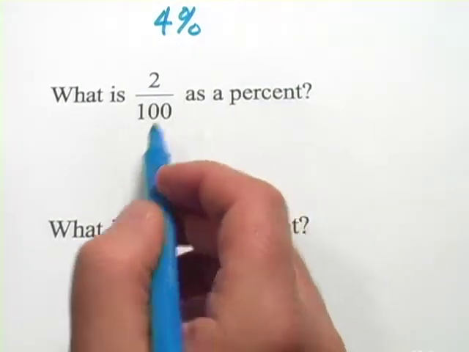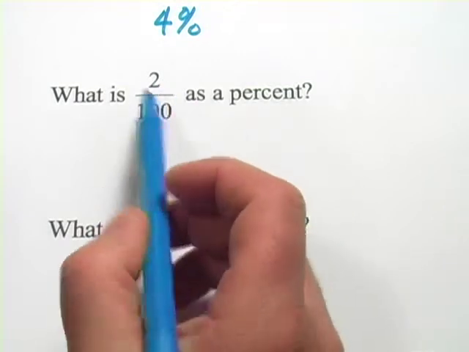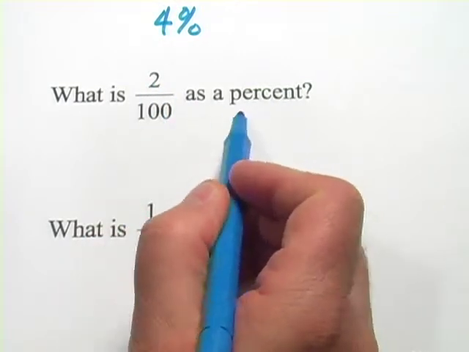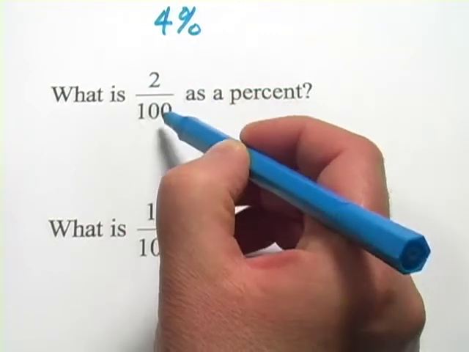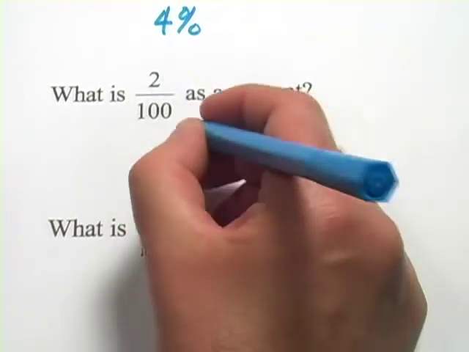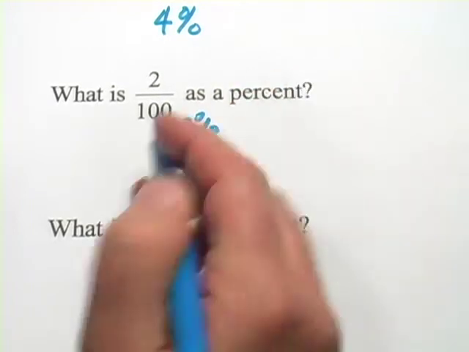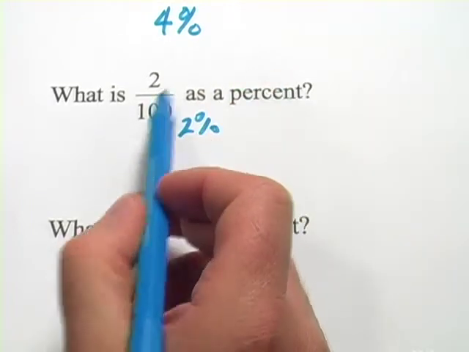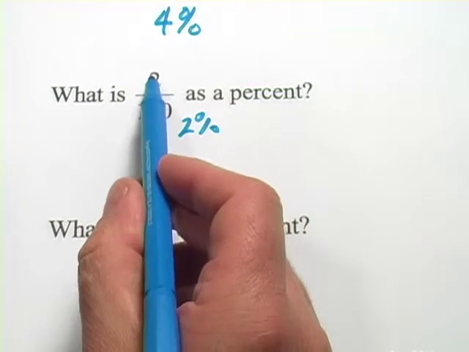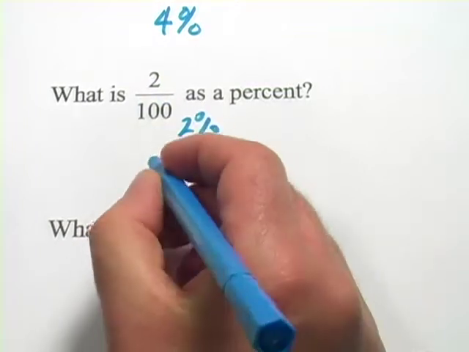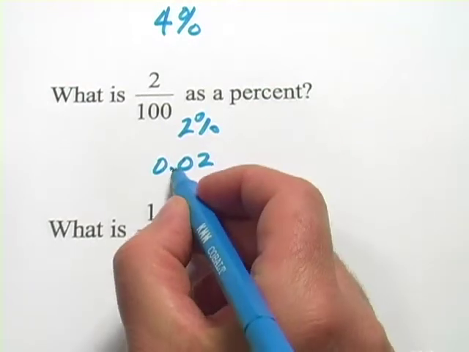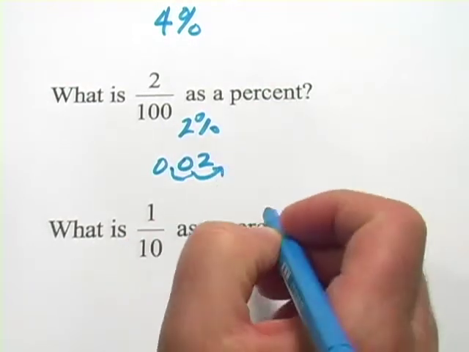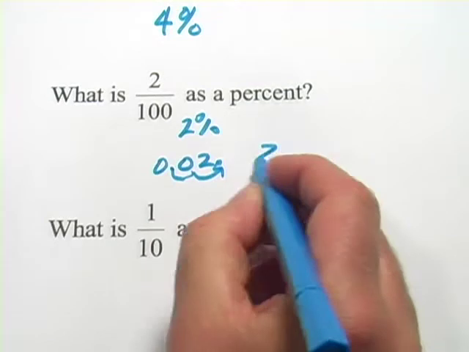What is 2 100ths as a percent? Now, if you know that percent means per 100, you have 2 per 100, or 2 100ths. So this is really going to be 2%. But if you didn't know that, if you weren't sure, you could convert this to a decimal. You would take 2, divide it by 100. On your calculator, you'd find that's 0.02. Then you'd move your decimal point 2 places to the right, and you would get 2%.